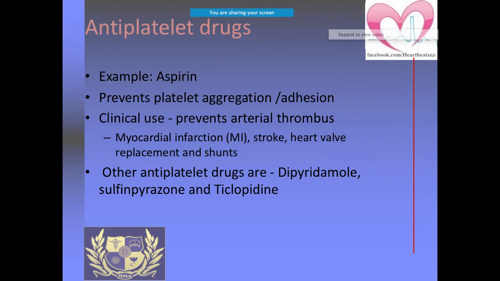Similarly, what are the other commonly used antiplatelet drugs? Does anyone remember?